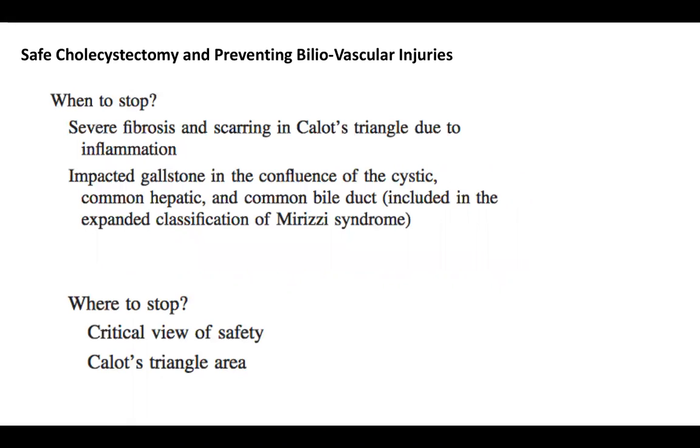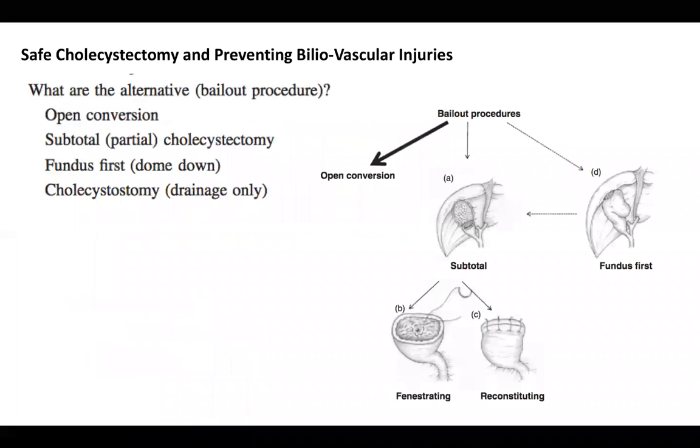When to stop doing a laparoscopic cholecystectomy? When there is severe fibrosis or scarring because of inflammation. If you have an impacted stone in the confluence of the cystic, common hepatic, and the common bile duct. Where do you stop? Do not dissect the Calot's triangle further. Do not go beyond the critical view of safety.